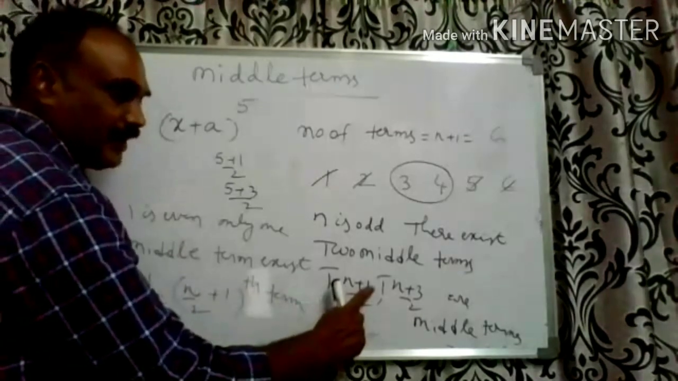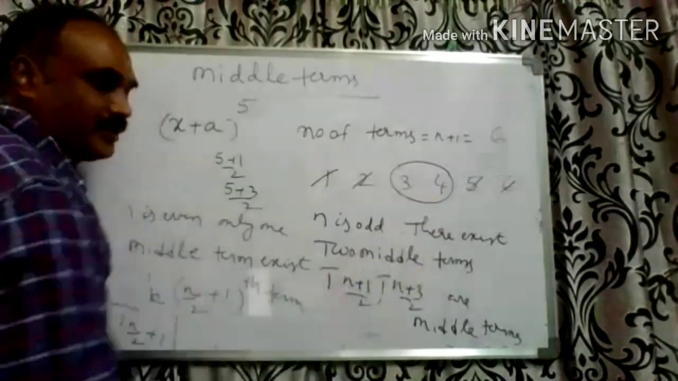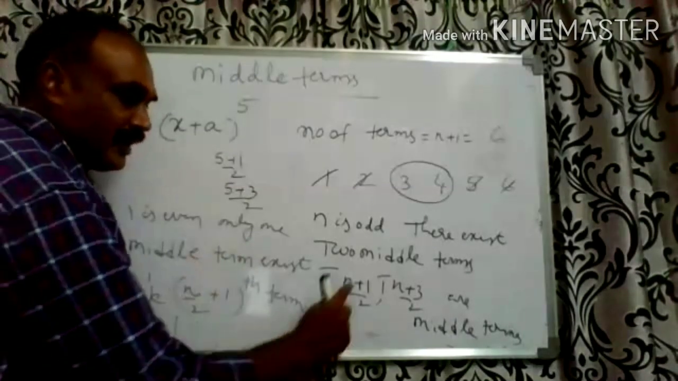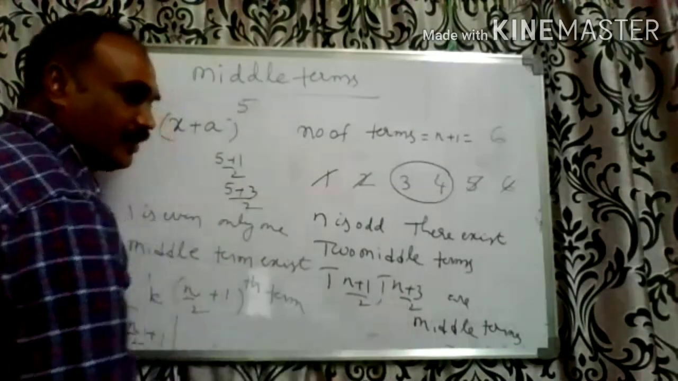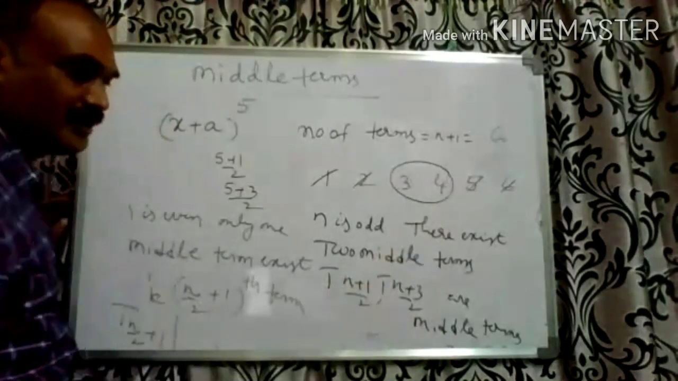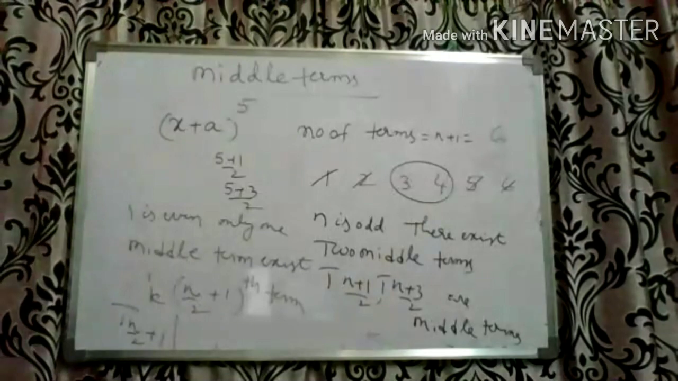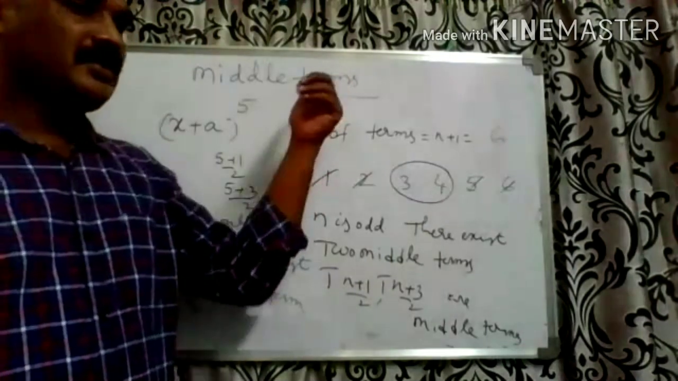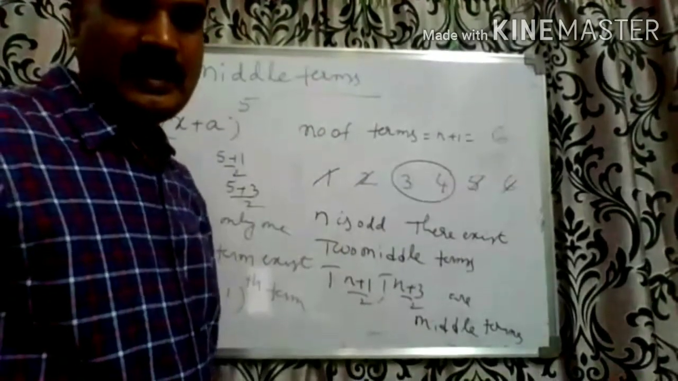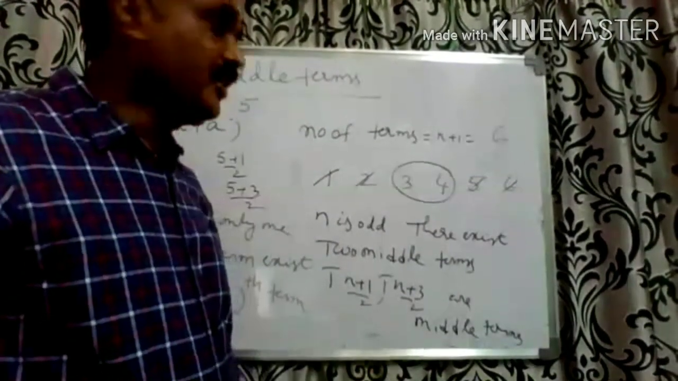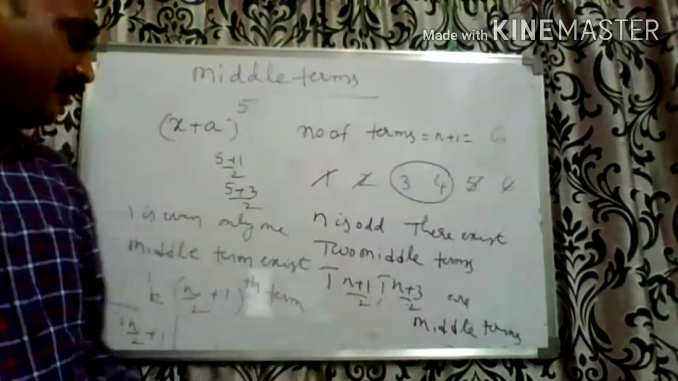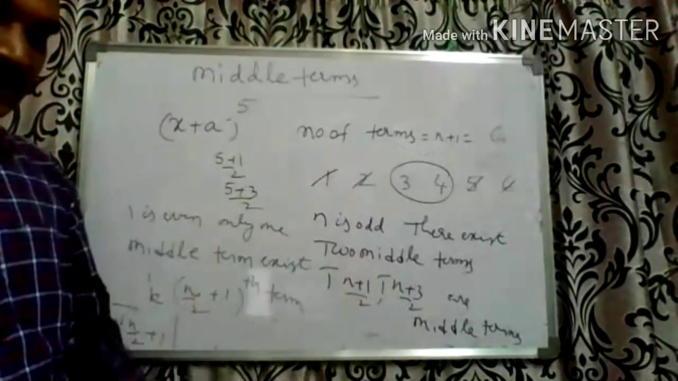Here, when n is odd, there exist two middle terms, and T n plus 1 by 2 and T n plus 3 by 2 are the middle terms. This is the concept of middle terms. When n is even, only one middle term exists, T n by 2 plus 1. When n is odd, two middle terms exist.